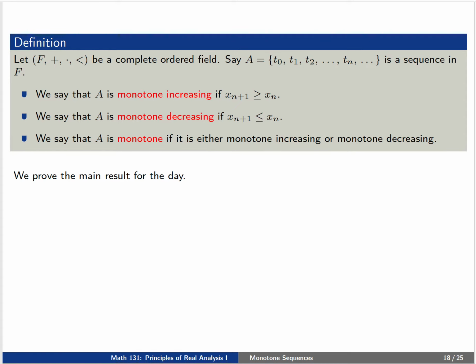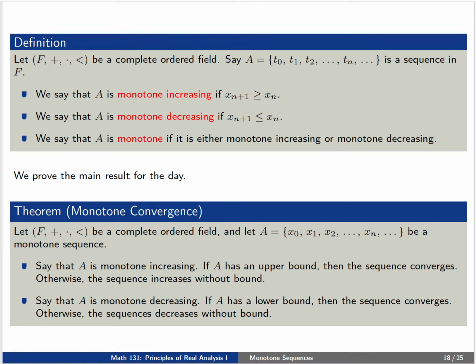Here's our main result. Again, say that we have a complete ordered field and a sequence A. Let's say for the moment that A is monotone increasing. If A has an upper bound, then the sequence converges. If A does not have an upper bound, then the sequence increases without bound. Similarly, let's say that A is monotone decreasing. If A has an upper bound, then again the sequence converges. If A does not have an upper bound, then the sequence decreases without bound.